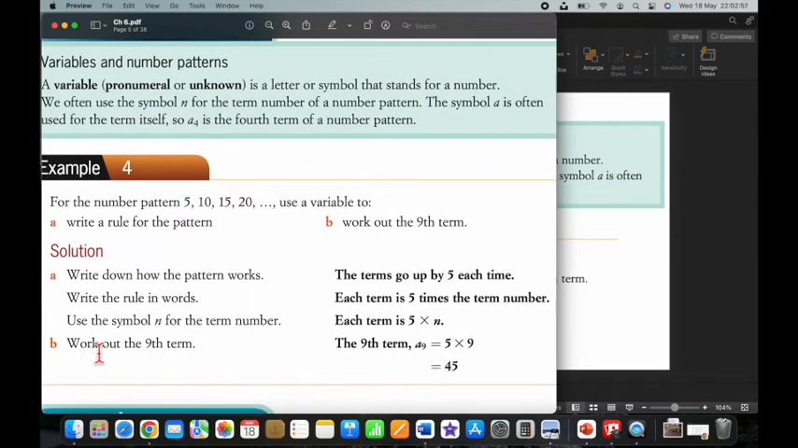Working out the 9th term becomes a lot easier because we can just substitute the 9 instead of the n, because it's the 9th term. N can turn into 9. So the 9th term is 5 times 9, which is 45. Okay. Excellent.